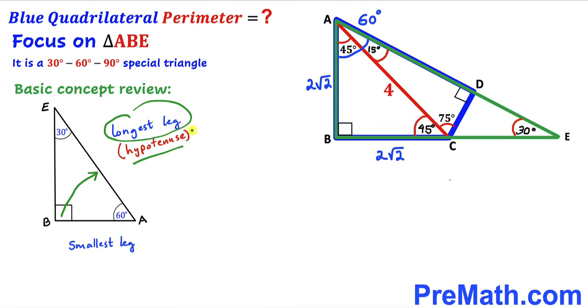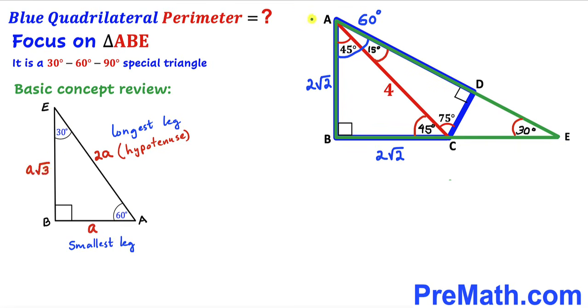So therefore, in such kind of special 30, 60, 90 triangle, the longest leg is always twice the smallest leg. If I label this smallest leg as 1, then our longest leg has got to be 2, and this third leg is going to be the square root of 3. And in general, if I label this smallest leg as lowercase a, then longest leg is going to be 2 times a, and the third leg is going to be a times the square root of 3.